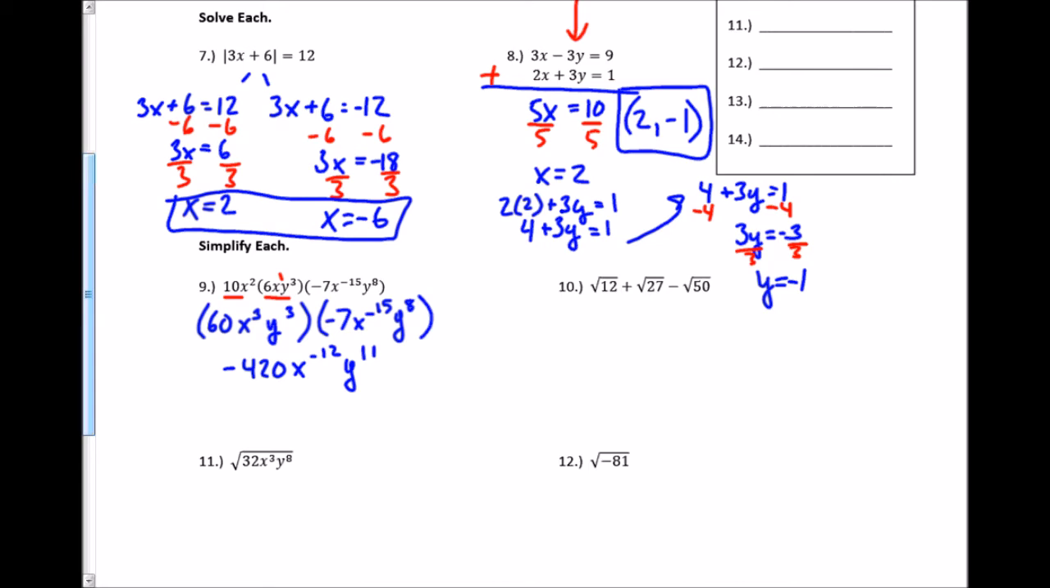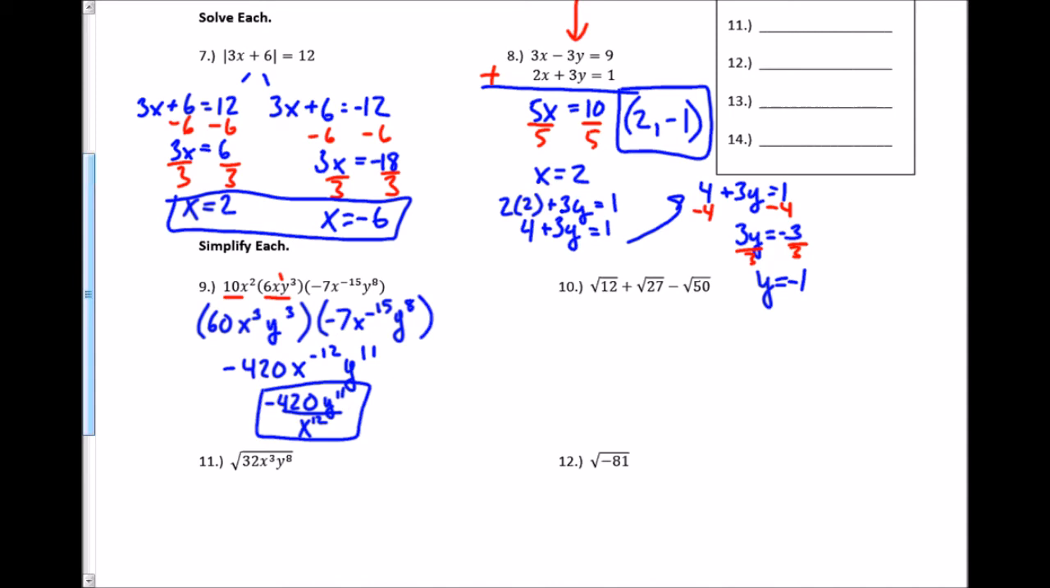And now the last thing I have to do here is take care of negative exponents. Remember, a negative exponent is simply a way of writing division. This would be over x to the 12th. Okay, I send that whole term to the denominator and make it positive.